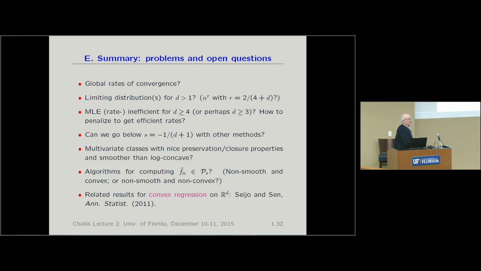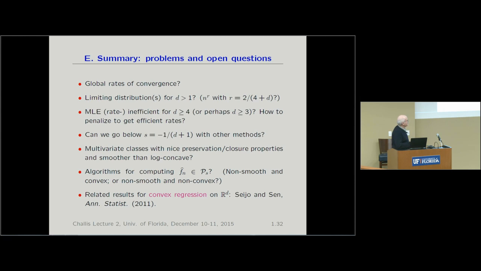Algorithms for computing. At the present time, Richard and his colleagues in Cambridge are using Shor's r algorithm to compute the log-concave MLE. It seems to work fine up to D is 3. When D is 4 or more, it starts bogging down. It's very interesting that there seems to be a correspondence between computing these things and the theory. We don't have good theory for D bigger than 4.